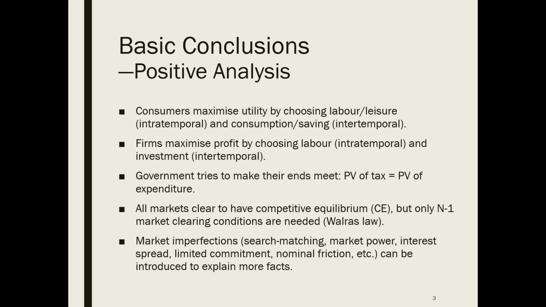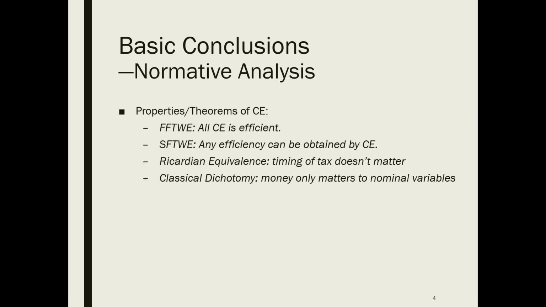However, not all markets are competitive, so one can add other imperfections onto the market, such as search and matching, monopoly, information, or other frictions. They will lead to different conclusions. Now let's summarize some properties or theorems we have derived from these models, based on which some policy implications can then be drawn in the normative analysis.